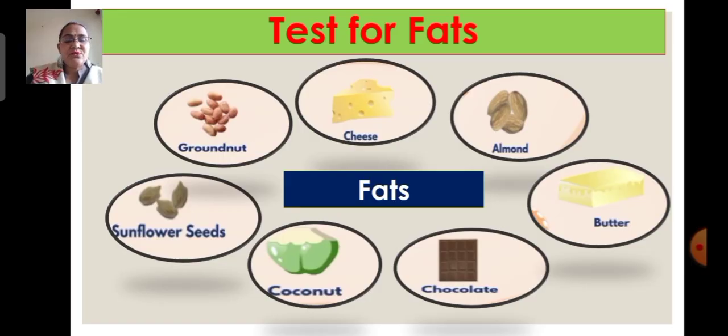So children, I hope you got good knowledge of this topic, how to test the presence of carbohydrates, proteins and fats in the given food material.